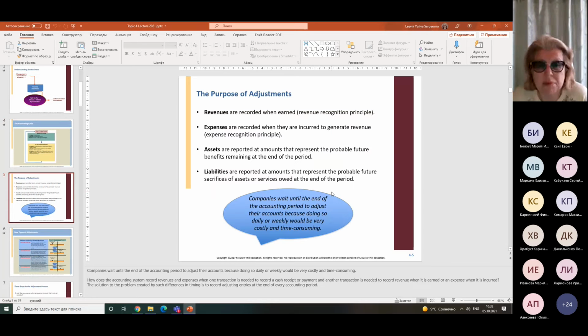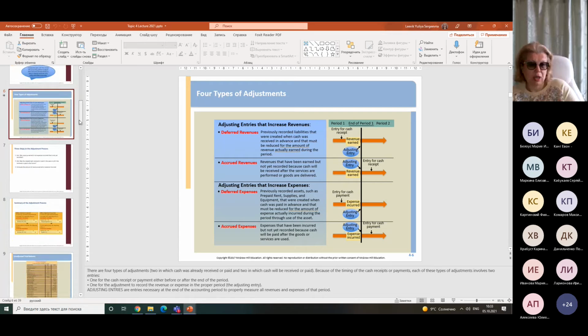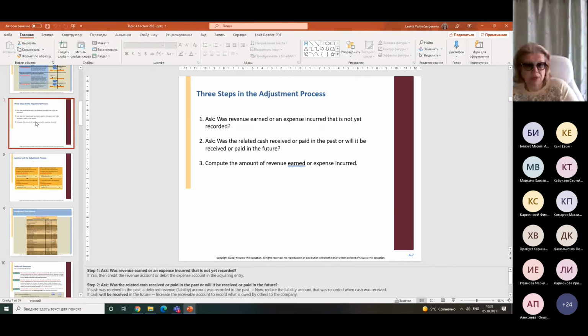The main purpose of adjustments is to adjust revenues and expenses to each other. So, dear students, I recommend this slide first of all, because this is the summary of all typical types of adjustments. There are only 4 of them, not too much: deferred revenues, accrued revenues, deferred expenses, and accrued expenses. So I don't want to repeat, because you already know this material.